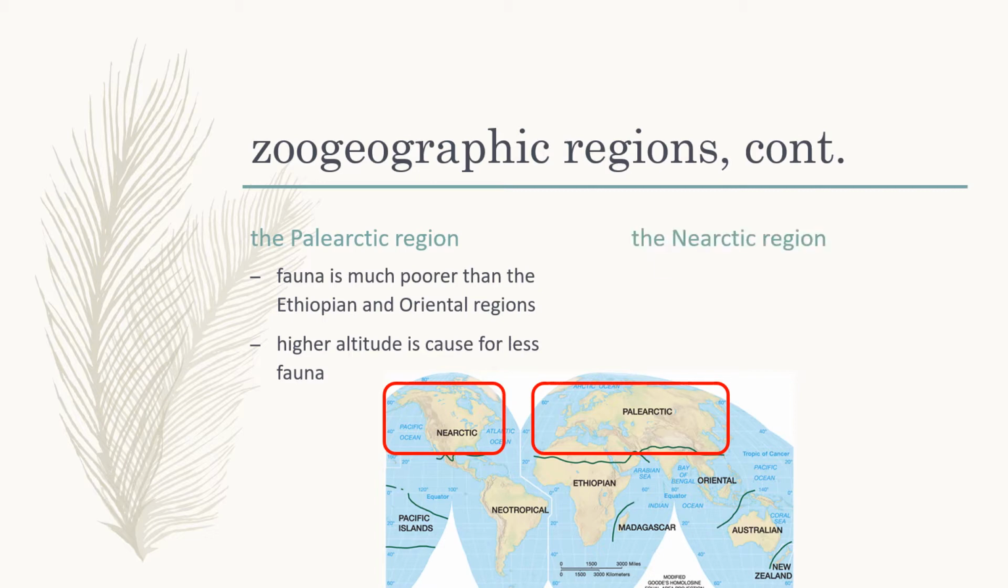The Nearctic region in North America also has a poor fauna compared to the Ethiopian and Oriental regions. One of the most important notable groups in this region are freshwater fish. These two regions are so similar that zoologists group them into one region called the Holarctic. These regions were once connected by a land bridge, which explains some reason for such similar fauna.